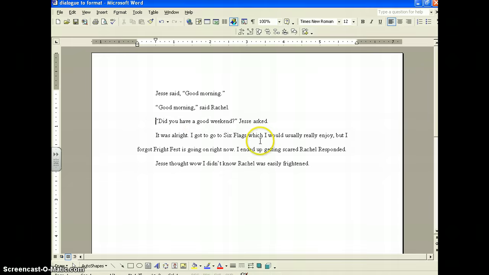It was all right. I got to go to Six Flags, which I would usually really enjoy, but I forgot Fright Fest is going on right now. I ended up getting scared, Rachel responded. This is the speech tag. This shows you who's talking. So I know that everything else in this paragraph is what Rachel said, so it needs to go in quotation marks. Now, scared, that's the last thing she's saying. That's where her period would go. So I'm going to put a comma there. Responded doesn't need to be capitalized. So that's how it should be formatted.